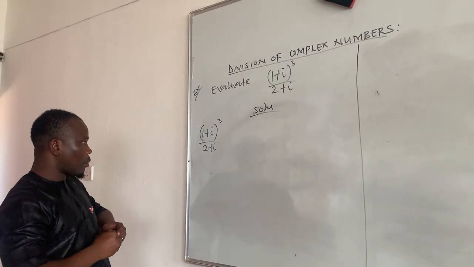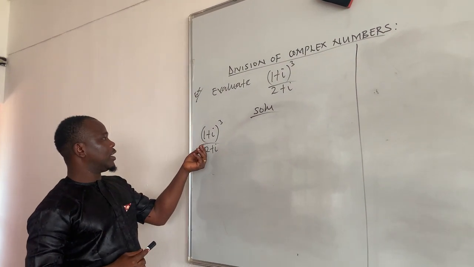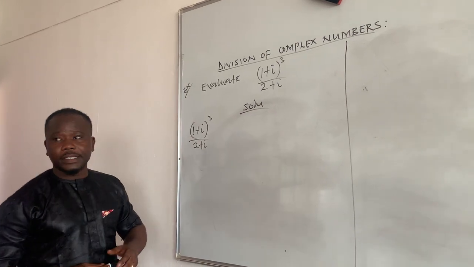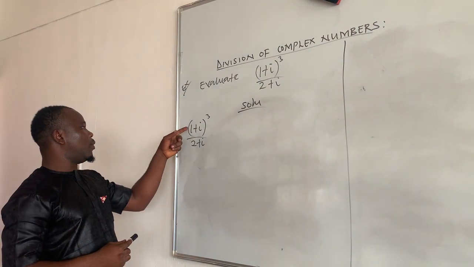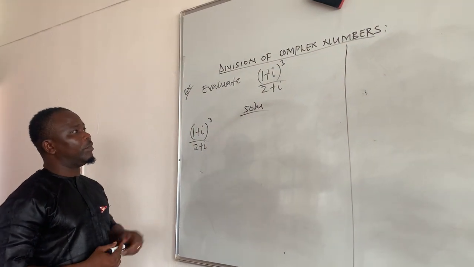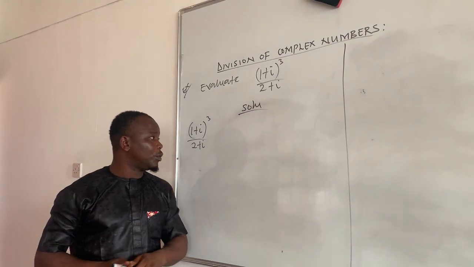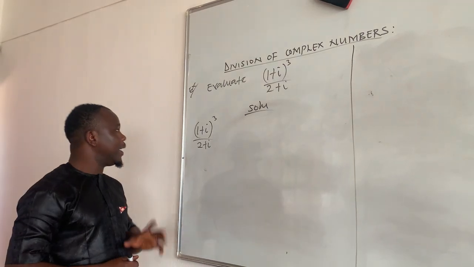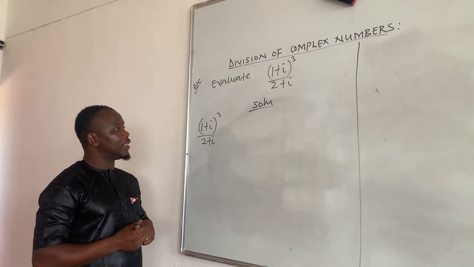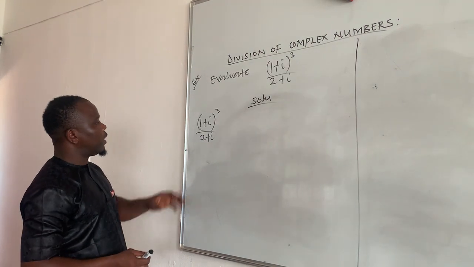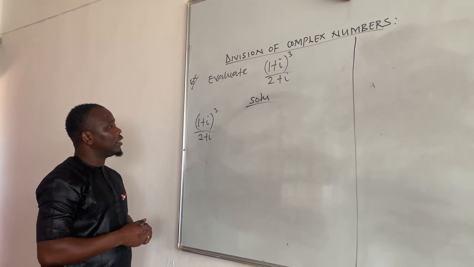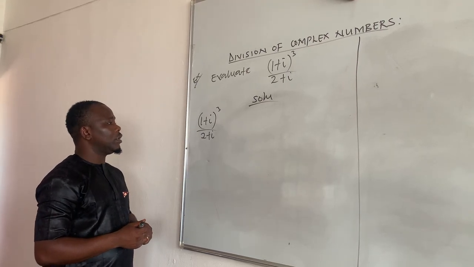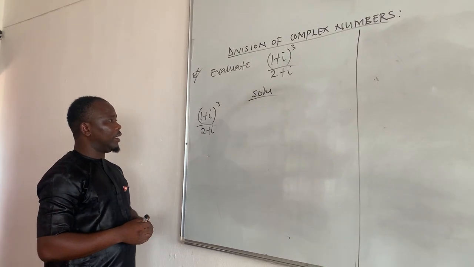We know that we can simplify this, (1 + i) raised to the power of 3, by using Pascal's triangle. But for the sake of the learners in the class, even if I use Pascal's triangle to expand this bracket, they will still get confused. So I'm going to break it down.